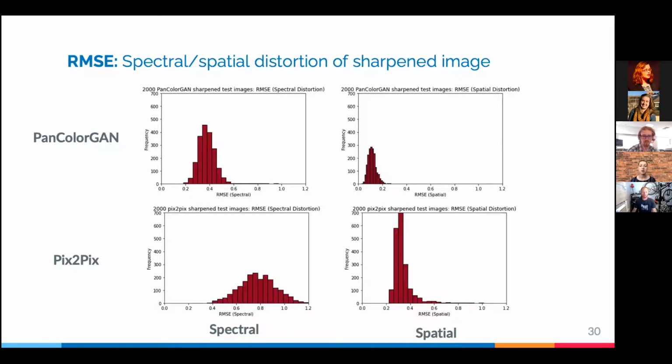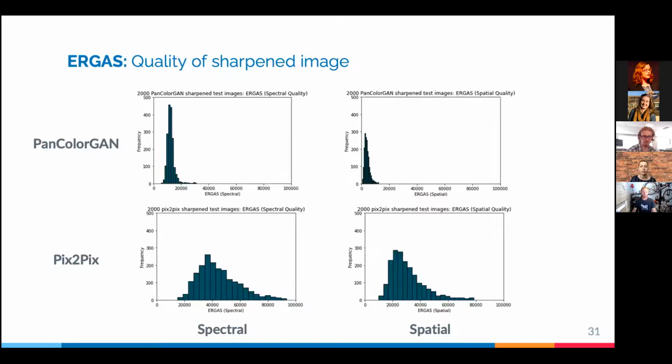And when comparing the distributions of RMSE between pan-color GAN and pix-to-pix, the spectral and spatial RMSE of images sharpened with pix-to-pix are higher than those sharpened with pan-color GAN, which indicates that pan-color GAN produces less distorted pan-sharpened thermal images, which again lines up with my visual checks.